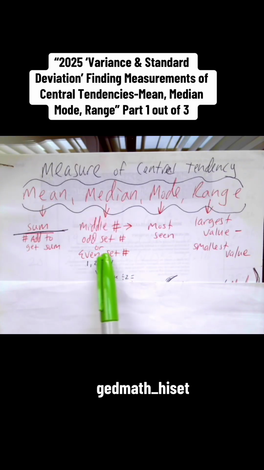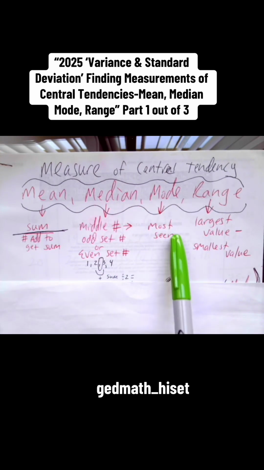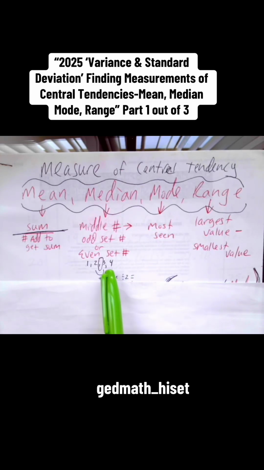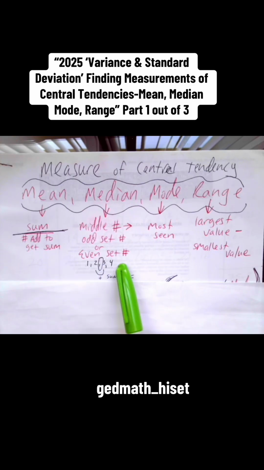If you have an even data set, you still want to write those in order from smallest, 1, to greatest, here is 4. And in a quick example, you don't have a middle number because it's an even data set. You add these two numbers in the middle, and then divide by 2. You take the sum and divide by 2. Mode, again, is the most seen number in your data set. And sometimes, like this example here, there will be no mode because none of these repeat.